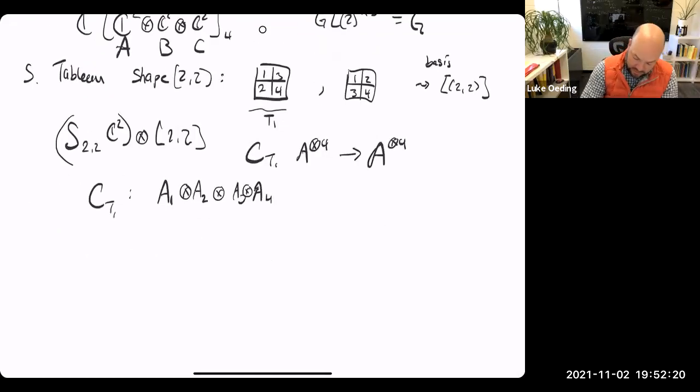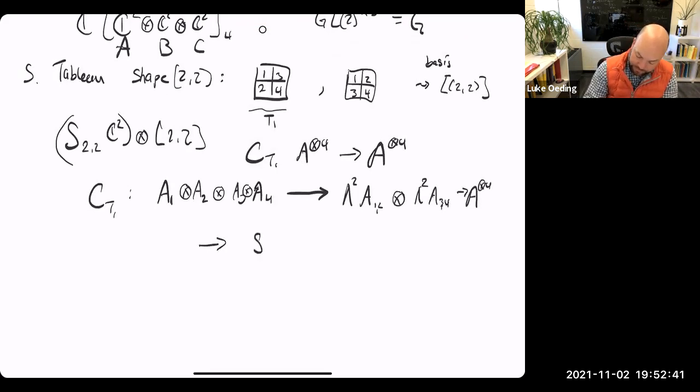Okay, and so then the Young symmetrizer algorithm says skew symmetrize the first 2. So I'll call this wedge 2 of A12. The first 2 vector spaces get skew symmetrized, and the wedge 2 of A34, the second 2 get skew symmetrized. Then I map this back into A tensor to the 4th, and then I map it to Sym 2 of A, now the rows 1 and 3 tensored with Sym 2 of the rows 2 and 4.